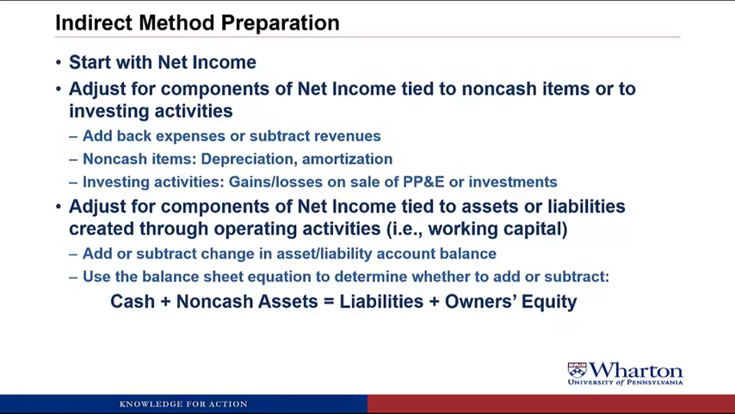What we need to do here is add or subtract the change in the asset or liability account balance, and we're going to use the balance sheet equation to determine whether we should add or subtract. For example, accounts receivable is a non-cash asset. If accounts receivable went up, we would need to subtract it on the cash flow statement to stay in balance. Inventory is a non-cash asset. If it went down, we would need to add it on the cash flow statement to stay in balance. On the other side of the equation, accounts payable is a liability. If accounts payable went up, we would need to add it on the cash flow statement to stay in balance. And if something like interest payable or wages payable went down, we'd have a liability going down, and we would have to subtract it on the cash flow statement.